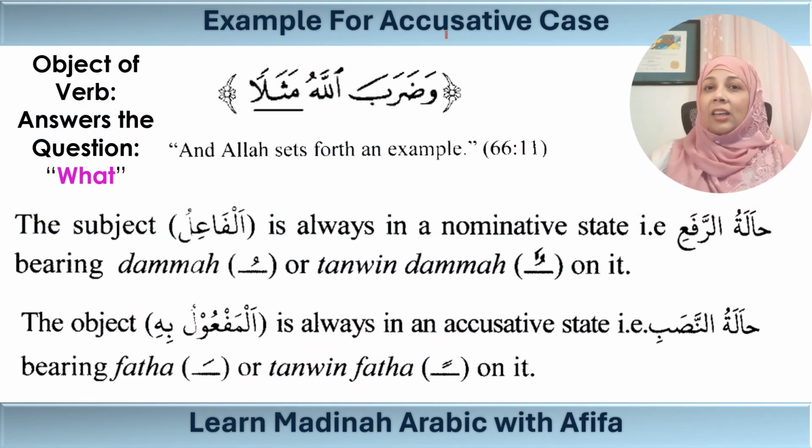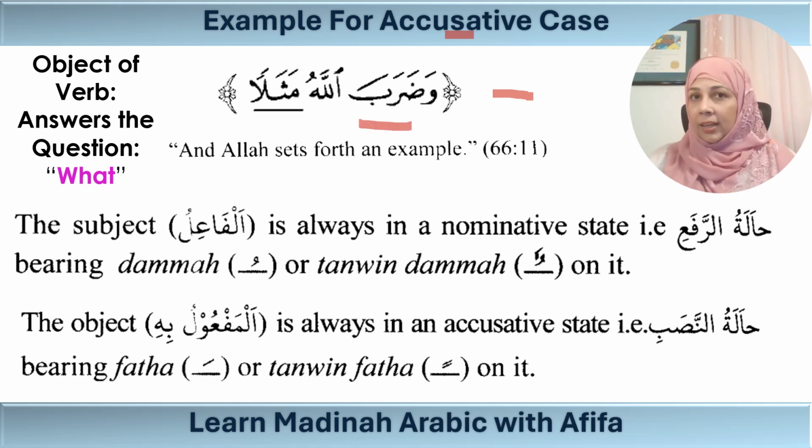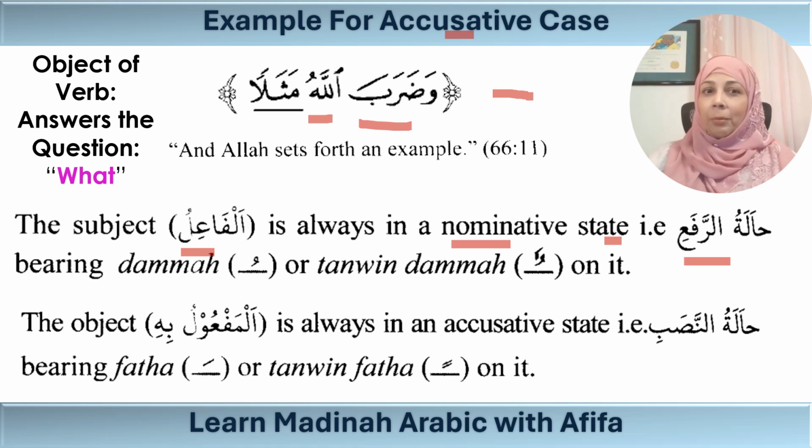To understand the accusative case, let's look at this verse again that you have seen before. وَضَرَبَ اللَّهُ مَثَلًا. So here, daraba is the verb and it means to strike, as in strike an example. And we said that Allah is the subject of this verb. So Allah is the fa'il, and as I said before in the last lesson, it is in the nominative case. It is marfu'un, and we say it is in halatul raf, bearing dhamma or tanween dhamma on it.